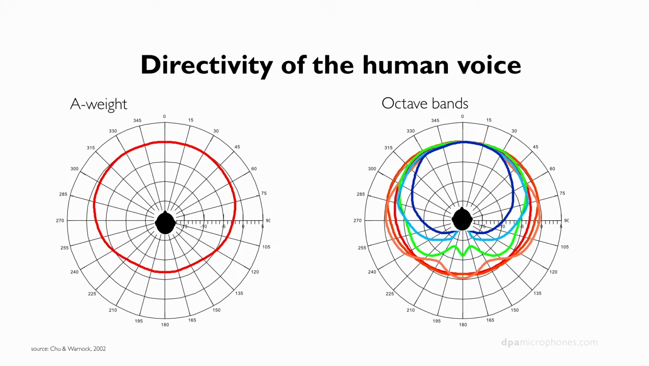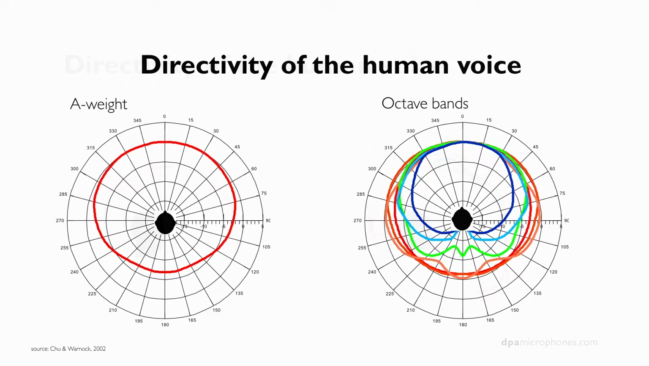You see that on the left-hand side. On the right-hand side, you see the different frequency bands, where the blue and the green are the higher frequencies, and the red and orange are the lower frequencies. Of course, we have more higher frequencies in front of a person, but the lower frequencies are almost omnidirectional. A little less behind, of course, but almost omnidirectional.